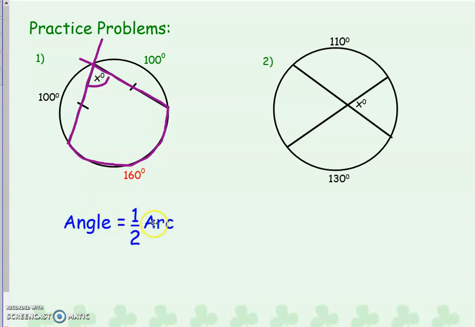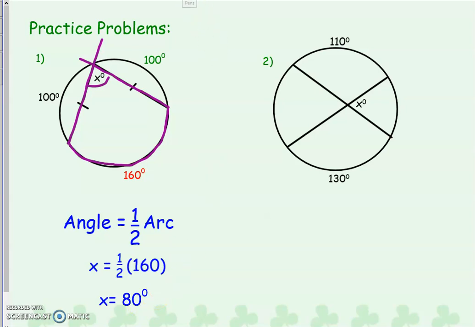So here's my formula. The angle is half the arc. And when you do your homework tonight, I want to see which of the four formulas you choose. So show me that formula. And then plug in. The angle is x. The intercepted arc is 160. So show me the numbers you're using, and then show me your answer. X is 80.